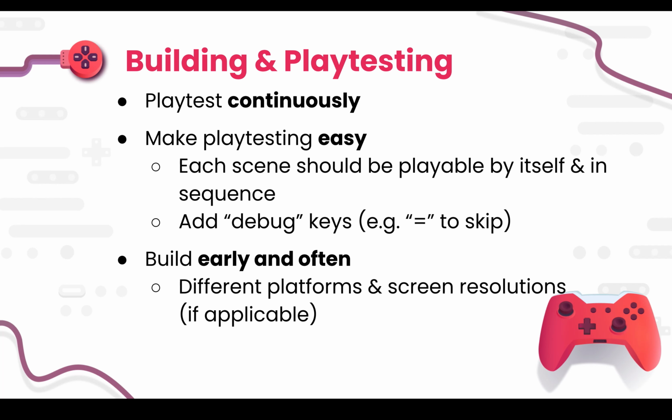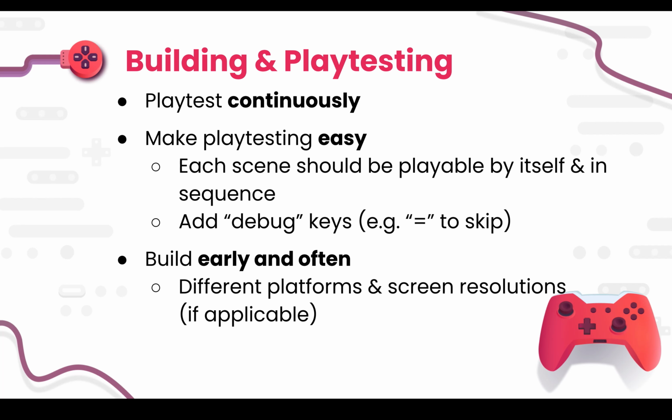First of all, you should be playtesting your game continuously throughout development. There's nothing worse than finding out that there's a major bug in your game at the end of your development cycle, and that fixing that bug would require rewriting entire systems of your code. So by playtesting throughout your development cycle, you can help catch these nasty bugs early before they require a lot of work to fix. Along these lines, you should also make playtesting easy so that playtesting isn't a chore.